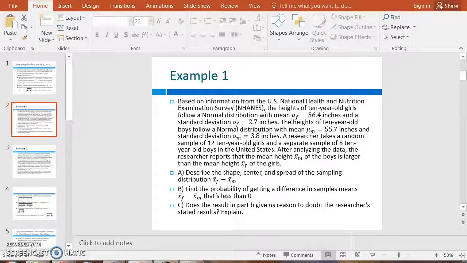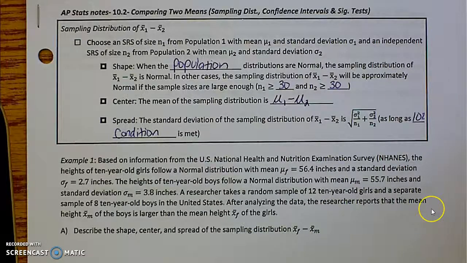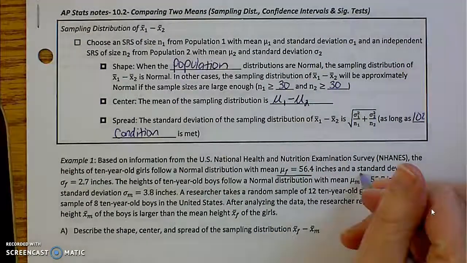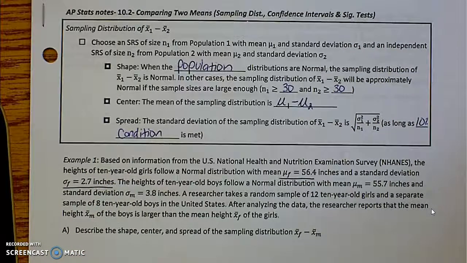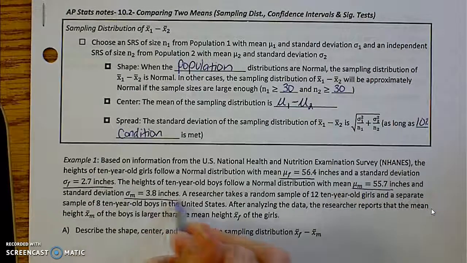I'm going to switch gears here. Looking at our first example, based on information from the U.S. National Health and Nutrition Examination Survey, the heights of 10-year-old girls follow a normal distribution with a mean of 56.4 inches and a standard deviation of 2.7 inches. Those are important pieces of information, the means and the standard deviations for the females. And the heights of 10-year-old boys also follow a normal distribution with a mean of 55.7 inches, standard deviation of 3.8 inches.